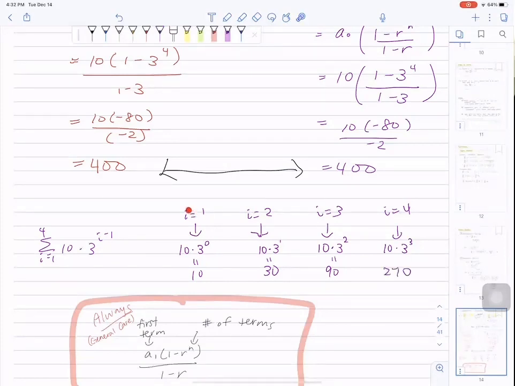So the i's are like, when you plug in i, what term do you get? You get each term, and we're doing a summation. So each term, we're going to add each term. And so this summation from i equals 1 to 4 equals 10 plus 30 plus 90 plus 270. So the i is like you're counting, what tells you how to count. It's like a counter.